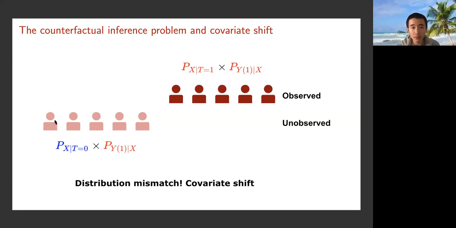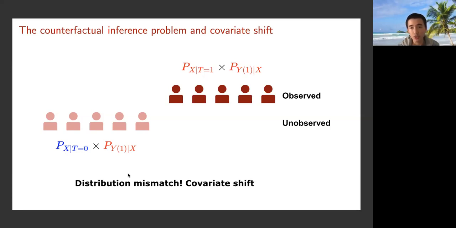Well, for this pink group, we know that the conditional distribution is still the same, but the covariate distribution is different. It's x given t equals 0, because this is from the control group. So in sum, here we have a distribution mismatch, and in particular, we have a covariate shift.